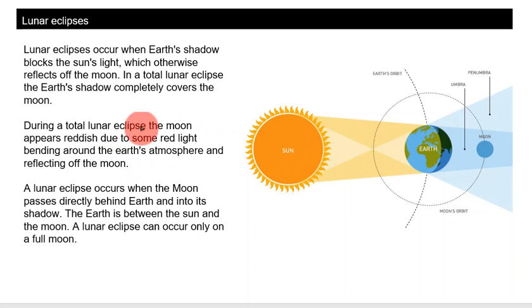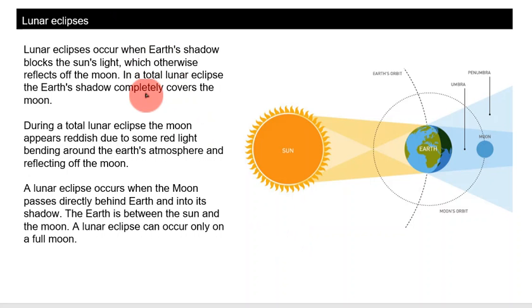So this is what's happening. During a total lunar eclipse, the moon is in the umbra part of the shadow of the Earth, so it's in complete darkness. Sorry, during a total lunar eclipse, the moon appears reddish due to some red light being bent around the Earth's atmosphere and reflected off the moon. So it's not in complete darkness; some of the light gets through and is reflected off the moon, and you get what's known as a red moon, or a blood moon. A lunar eclipse occurs when the moon passes directly behind the Earth and into its shadow. So we have a solar eclipse and then we have the lunar eclipse.